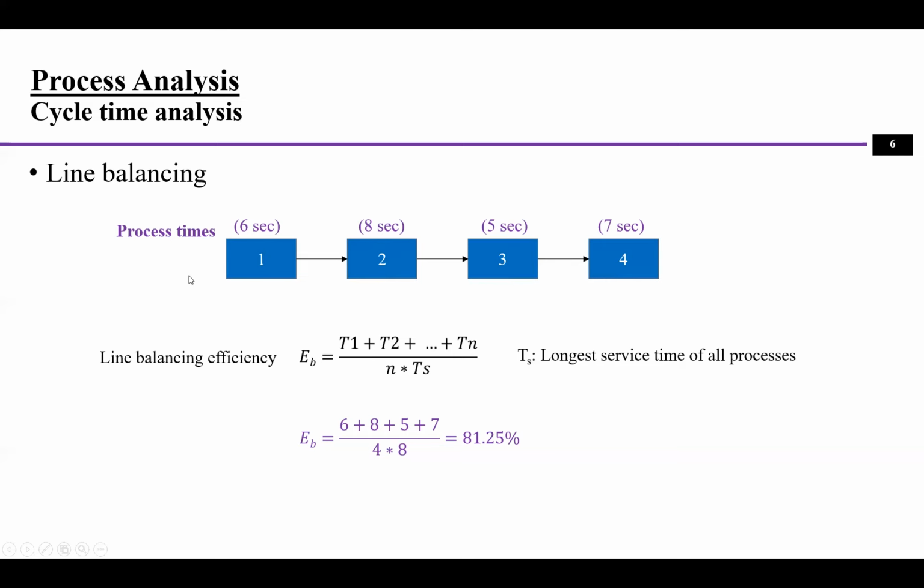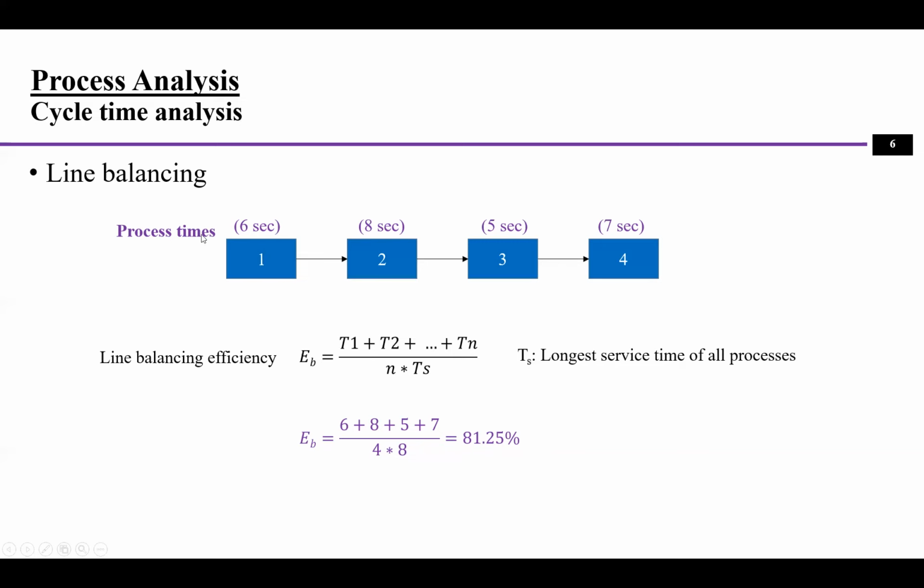So now let's assume all these processes have 8 seconds. So that will be 8 plus 8 plus 8 plus 8, so 4 times 8. These are the assumed times, all with the same equal amount of time. And then we get a percentage, that is 81.22%. And this efficiency, we call it line balancing efficiency.